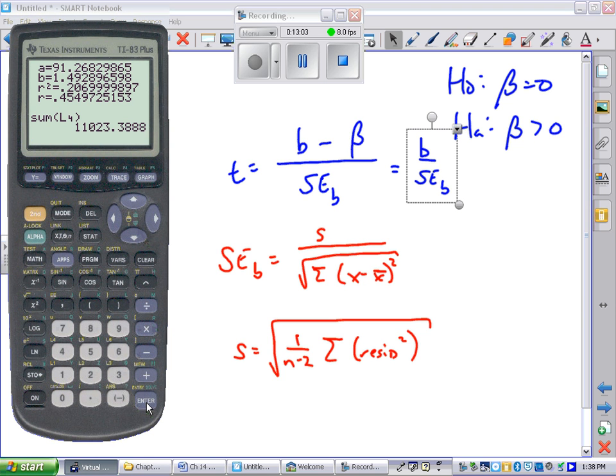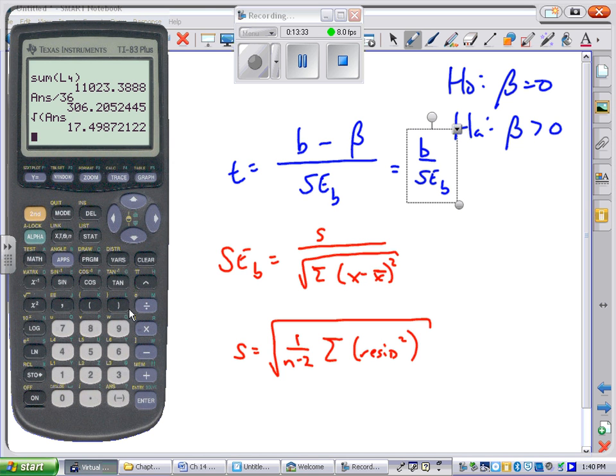Now what? So now we're going to multiply that by 1 over n minus 2. There were 38 kiddos, so 38 minus 2 is 36. Multiply this by 1 over 36, which is the same thing as dividing by 36. And then I've got to square root that number right there to get S. So S for this problem is 17.498.